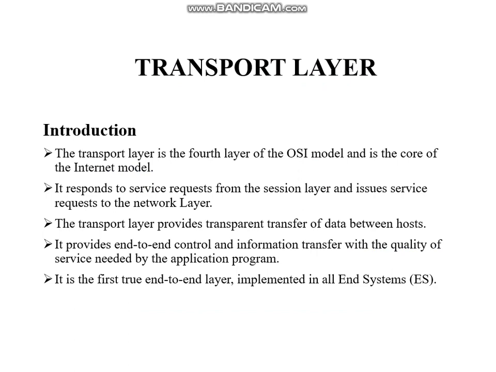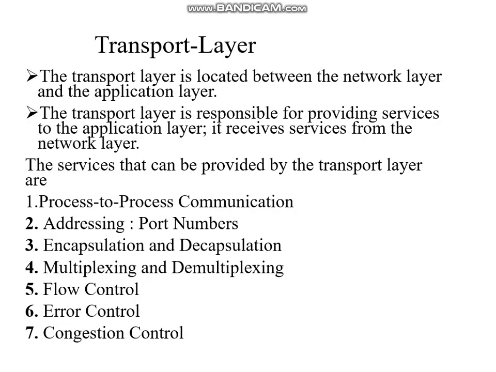The transport layer provides transparent transfer of data between hosts. It provides end-to-end control and information transfer with quality of service. It is the first true end-to-end layer implemented in all the systems. Transport layer is located between the network layer and application layer, and is responsible for providing services to the application layer.